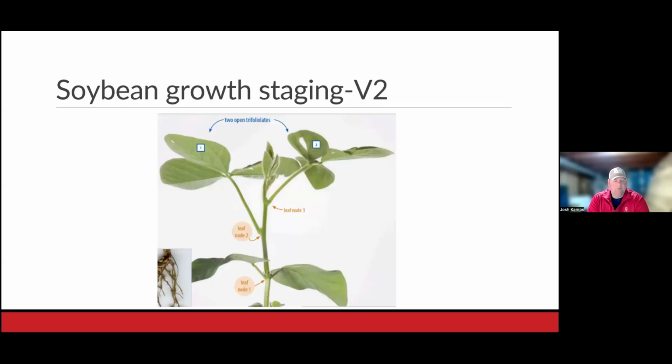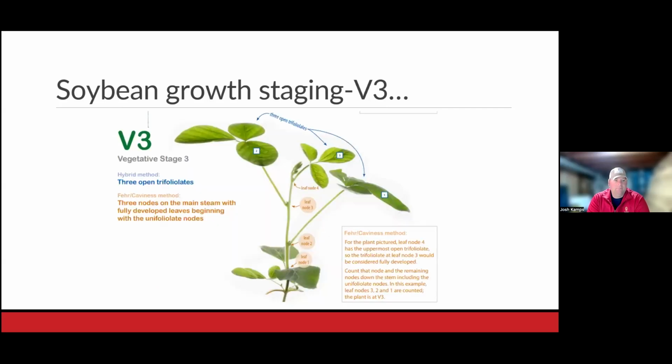V2, we have some of those similar features there with the different leaf nodes, but then we have that second full trifoliate that's open. V3 again has the first trifoliate, the second trifoliate, and if we work our way up that stem, then that third trifoliate opens up. Okay, hits that V3 growth stage. Again, it's important to know, if we're putting different herbicide products out in the field, in these early growth stages for both corn and soybean, are those plants going to be able to take in that herbicide and metabolize it and not cause injury to the plant?